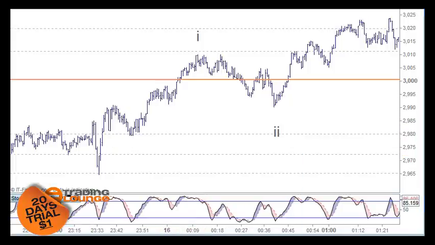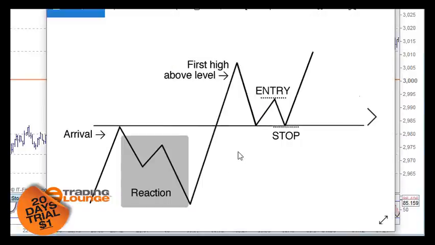So that brings in the other pattern, the third pattern here, so where it just sits here. So you've got the arrival, the reaction, the first high above the level, and then it just sits here. So then you've got that high and that high to move into. You may even get another one here. But it's just trying to recognize support and resistance without understanding the wave count.